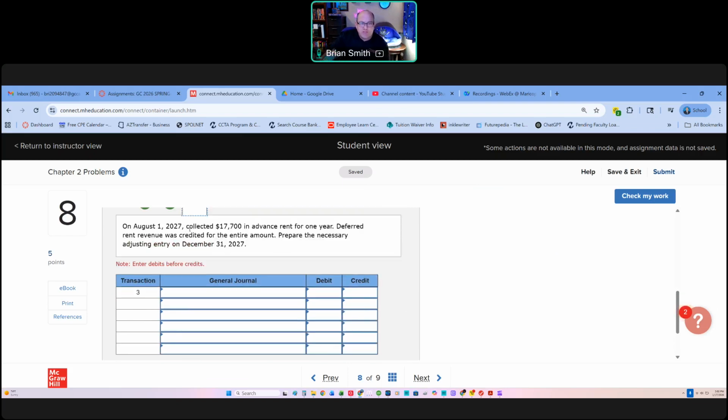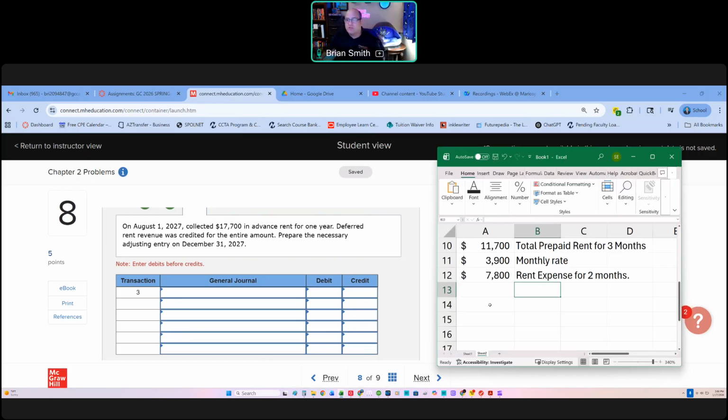On August 1st, 2027, we collected $17,700 in advance rent for 1 year. I'm guessing we're renting something out then. Deferred rent revenue was credited. This is also known as unearned rent revenue, okay? Credited for the entire amount. Prepare the necessary adjusting entry on December 31st, 2027. So this $17,700 represents 1 year. Let's go back to our awesome Excel spreadsheet.